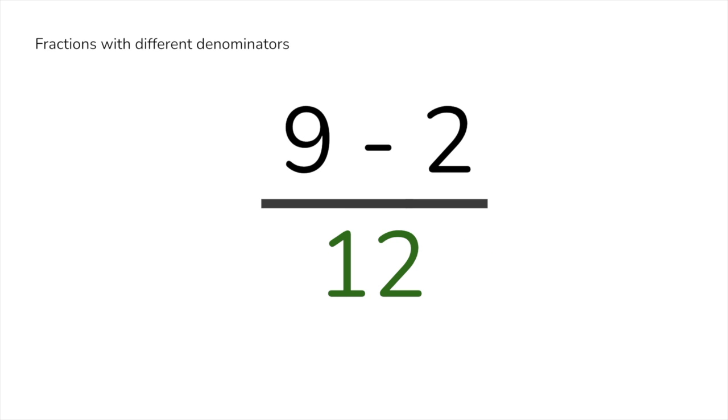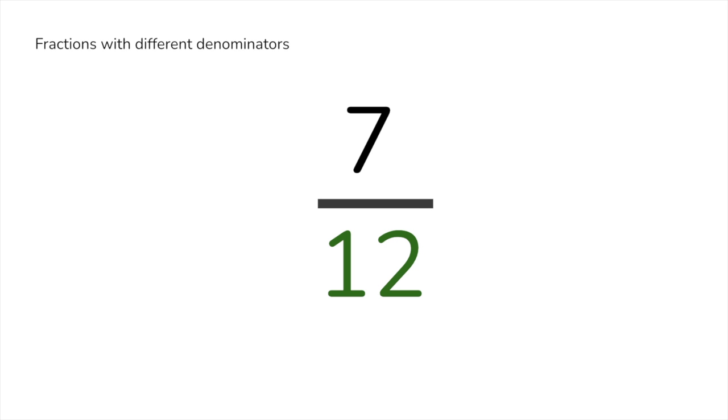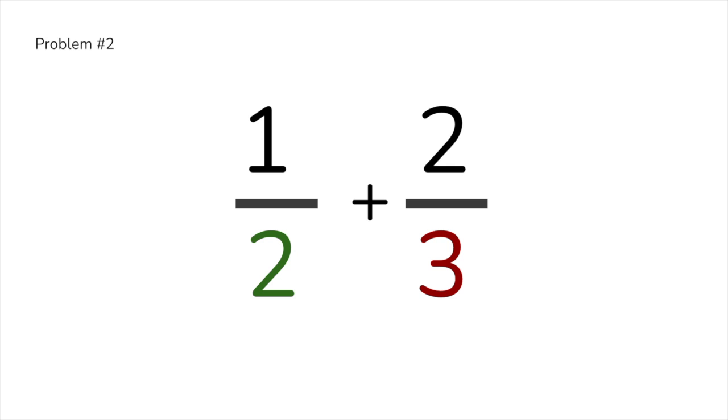Since we have the same denominators, we can subtract the numerators, giving us 7 over 12 as our final answer. That may have seemed like a lot, but it's really just a couple of steps. Let's try another problem. 1 over 2 plus 2 over 3.